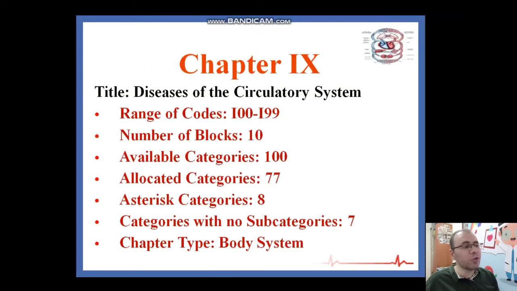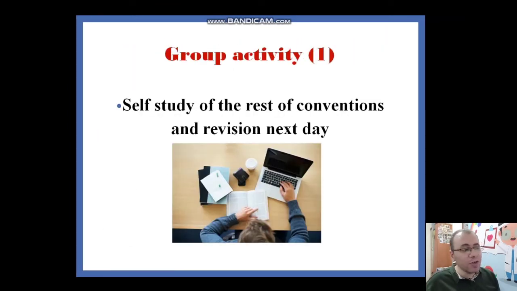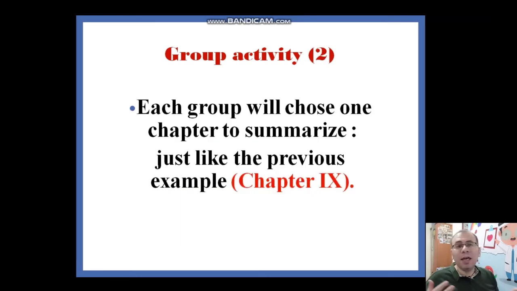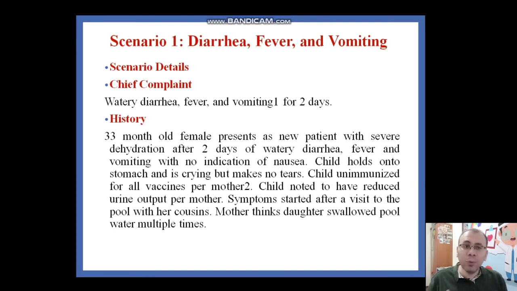After that we will proceed to some group activities. The first one is self-study of the rest of the conventions, and revision on the next day. Group activity number 2 consists of dividing you into groups. Each group will choose one chapter to summarize, just like the previous example, which is chapter 9. In group activity number 3, each group will choose one case scenario to solve, just like the following example. We created some case scenarios, and we will choose from them to extract the codes most suitable for each scenario.